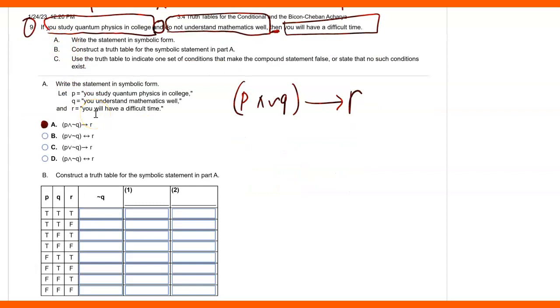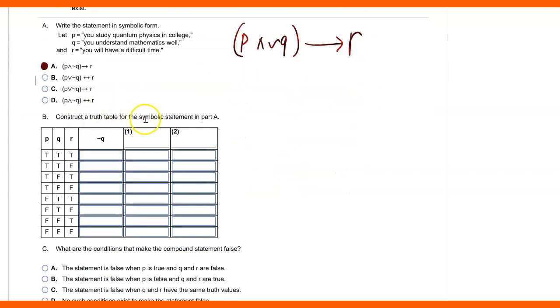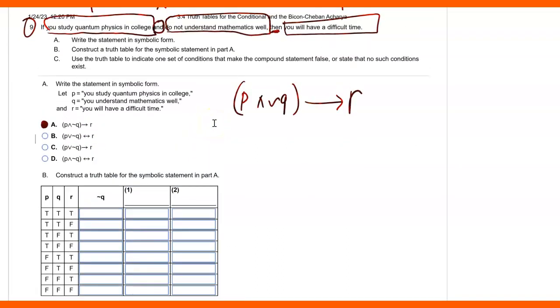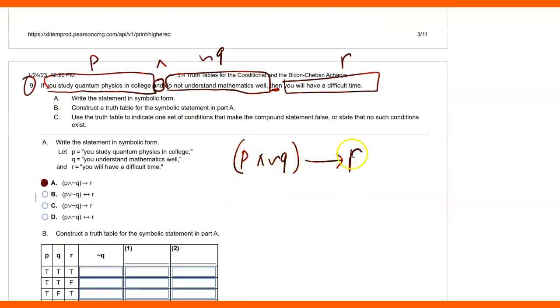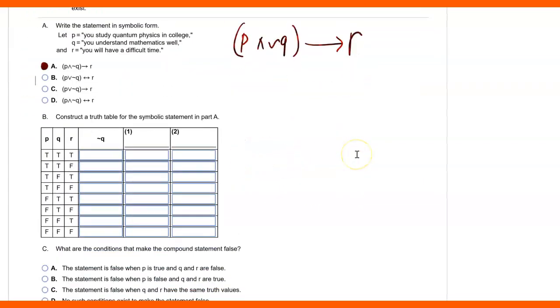Now part B, construct the truth table for the symbolic statement in part A. Remember that there are 3 statements, P, Q, R. Therefore, you have 8 possibilities. And again, you are not drawing the 8 possibilities. It's already there. P, Q, R. See, built in, right?